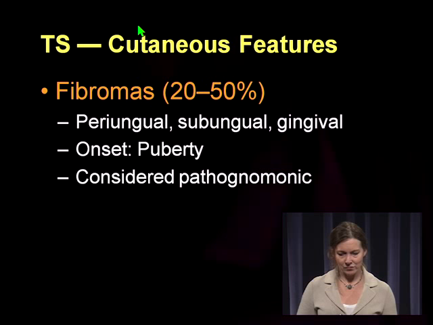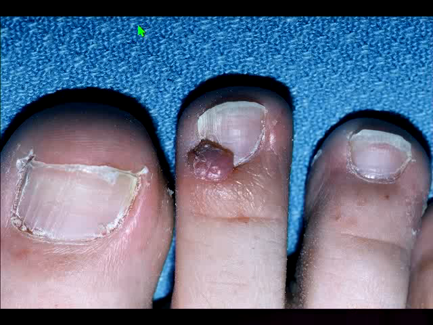The fibromas are the least common, and certainly what I have seen the least, usually appear at puberty, and they're considered pathognomonic when you have more than one. So here we can see a few subtle ones on the great toenail at the base, another one right there, a much larger one here. And this was in the teenage girl that you've seen several pictures of already.